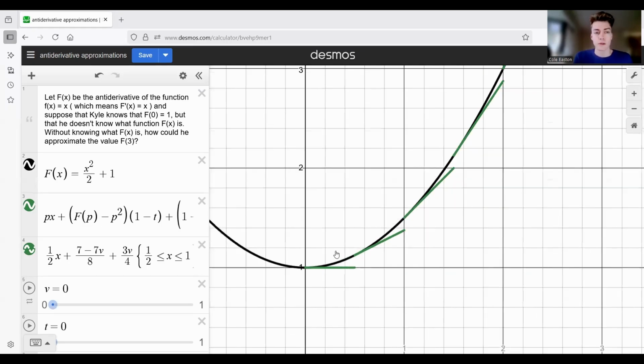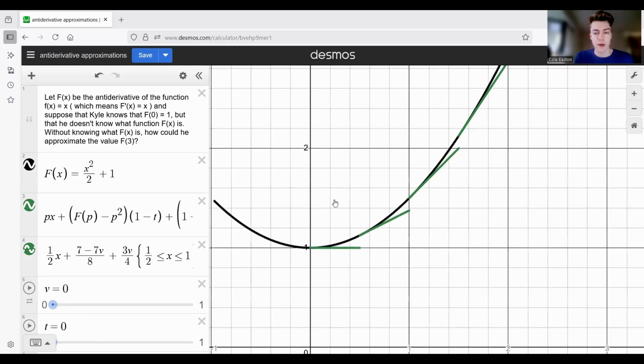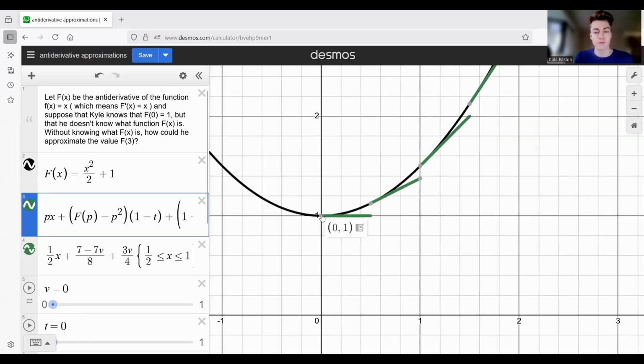And would Kyle be able to draw these tangent lines? Well, Kyle knows that big F of 0 is 1. So Kyle knows that this point is on the graph. The point 0, 1 is on the graph. And he knows big F prime of 0 because that's the same as little f of 0, which is 0. So he knows that the slope at 0 is 0. So he's able to draw this point, and he's able to draw this whole tangent line because he knows that there's a line with a slope of 0 tangent to this point.